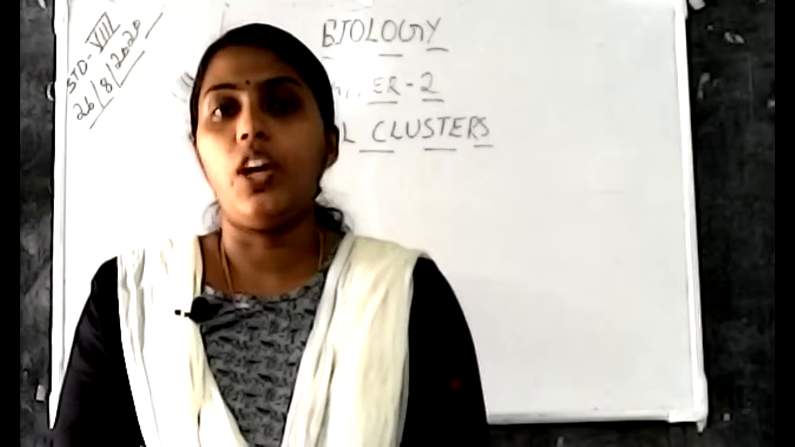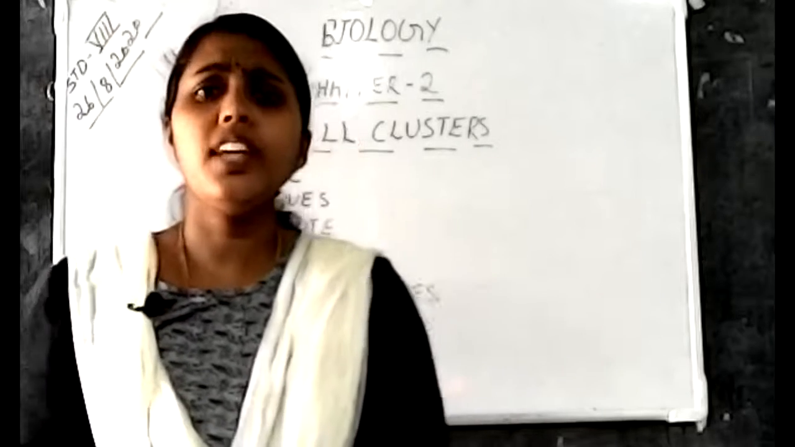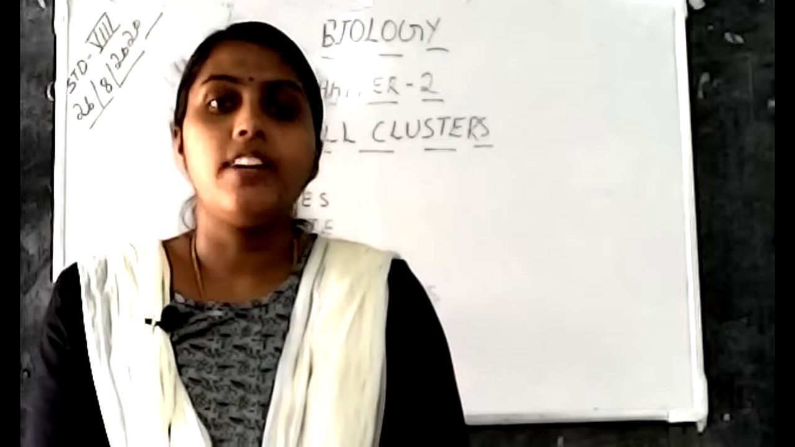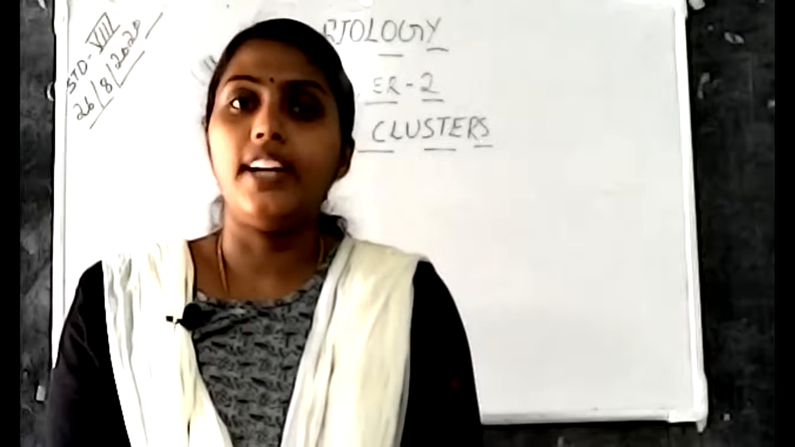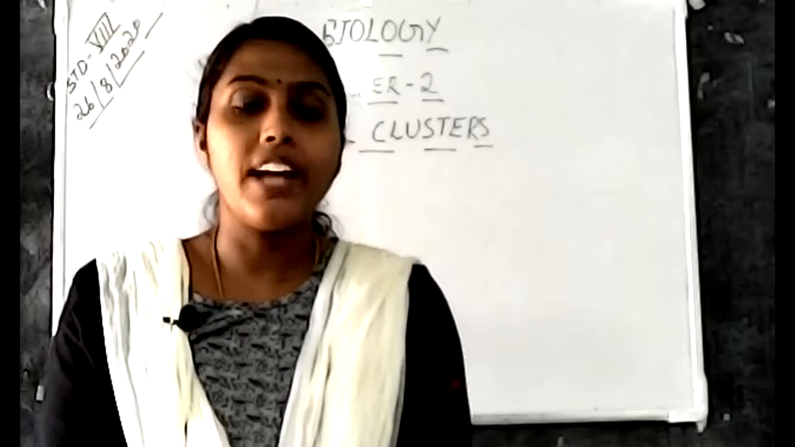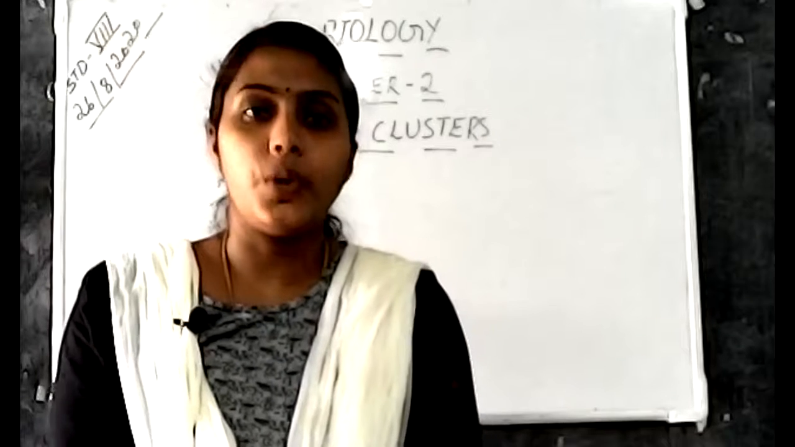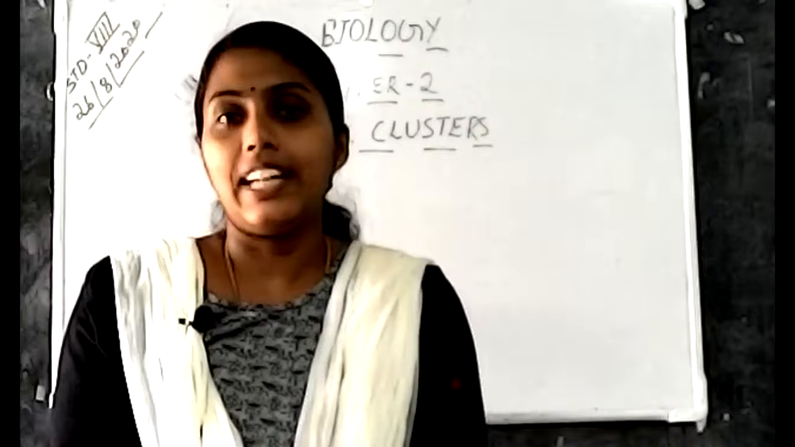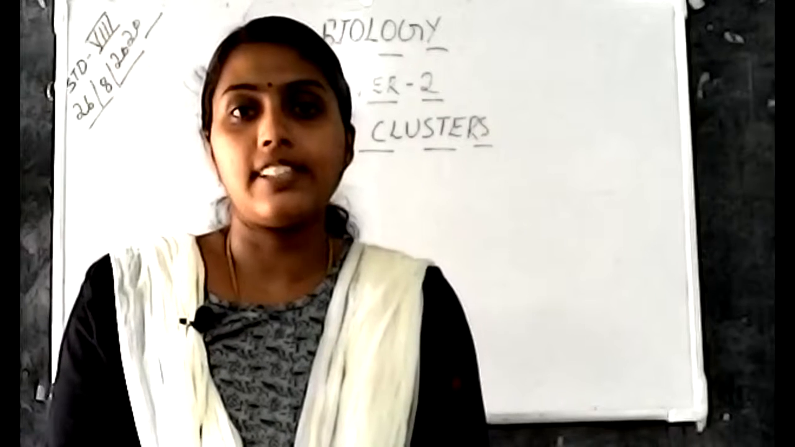In this chapter we are going to study the different types of cells, what a tissue is, what animal tissue is, and what the different kinds of plant tissues are. All these things we are going to cover in this chapter. So our second chapter is cell clusters.